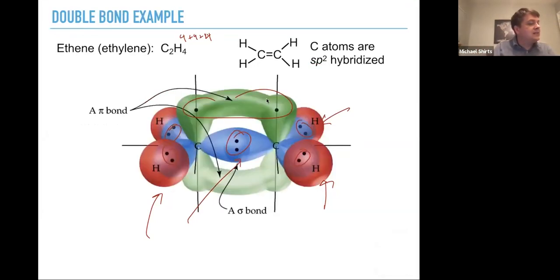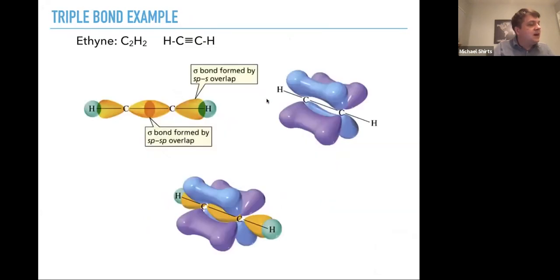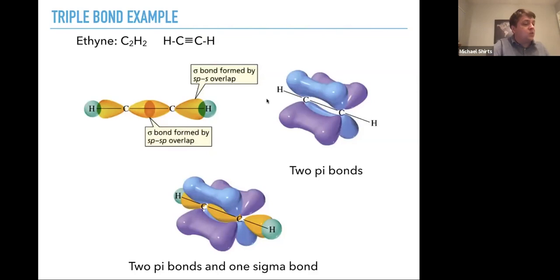Okay, let's dig a little deeper than this. Triple bond: ethyne, or acetylene, is C2H2. Doing the Lewis structure, you get a triple bond in the middle in order for the carbons to have a complete octet. And so you get one sigma bond formed by sp-sp overlap. In carbon, you have one s and one p combining, and that leaves two p orbitals left over like this. And so there are two pi bonds and one sigma bond.